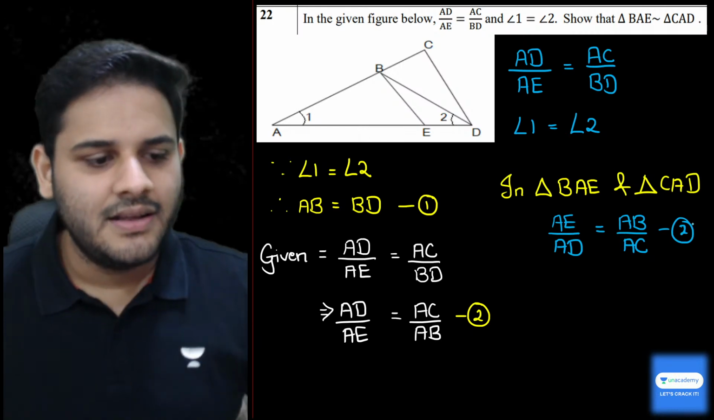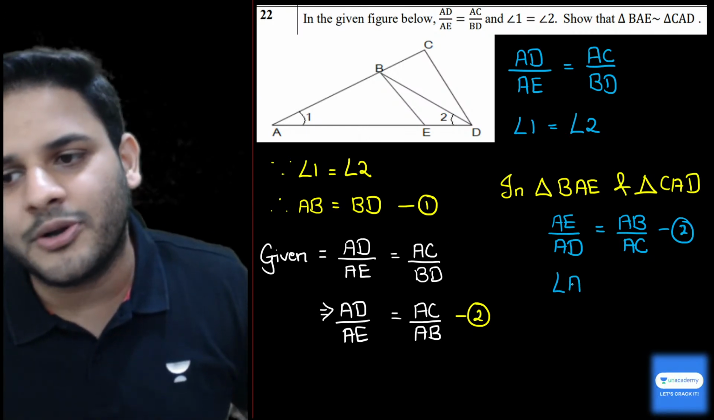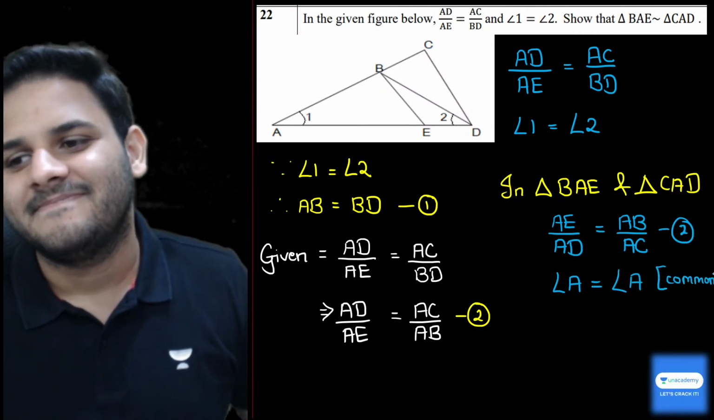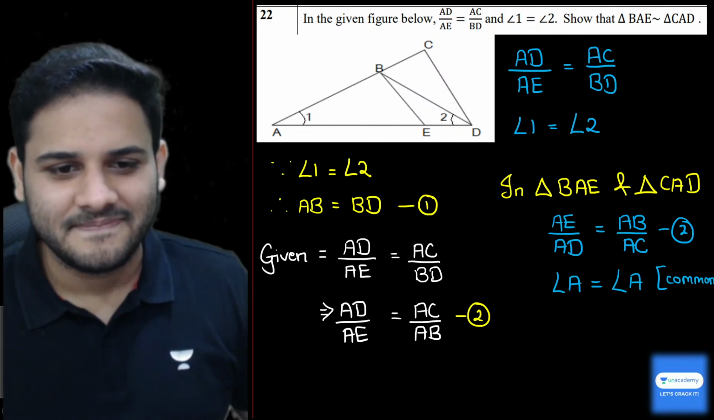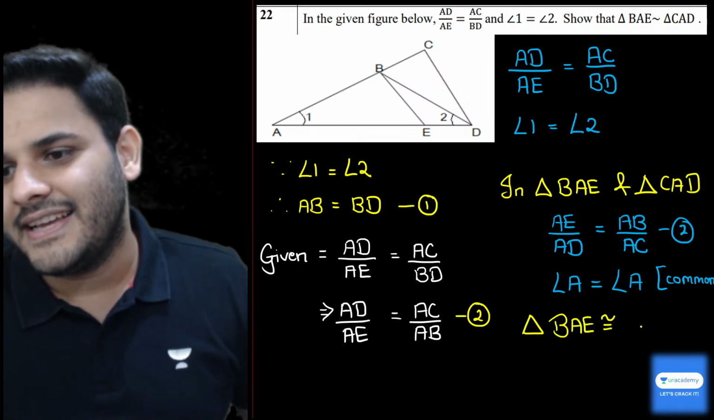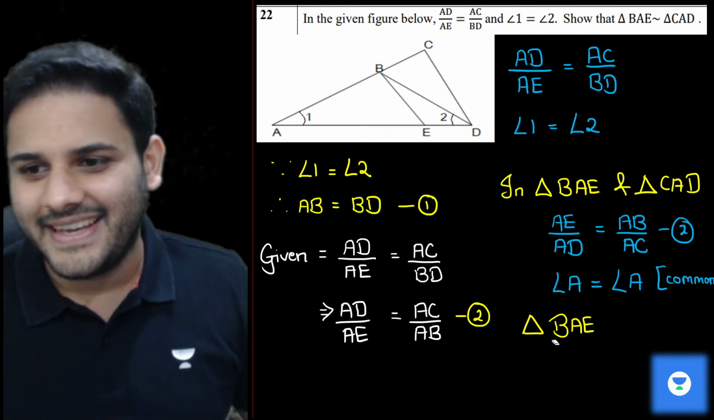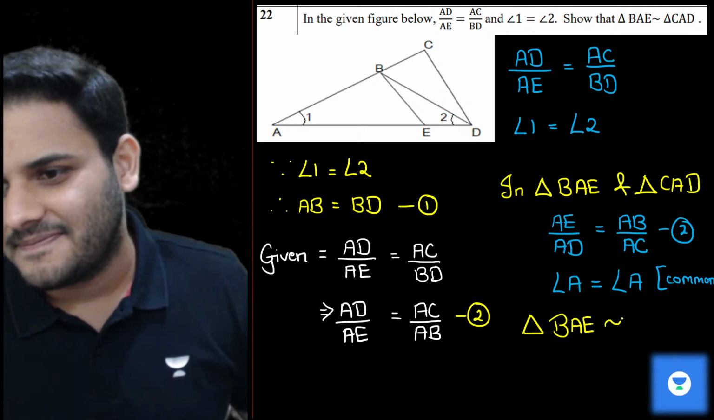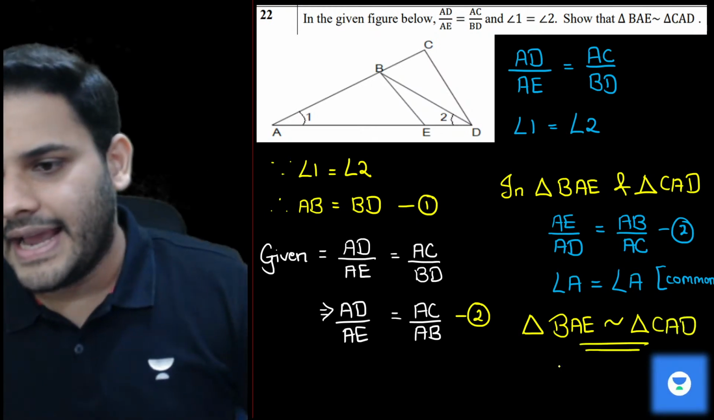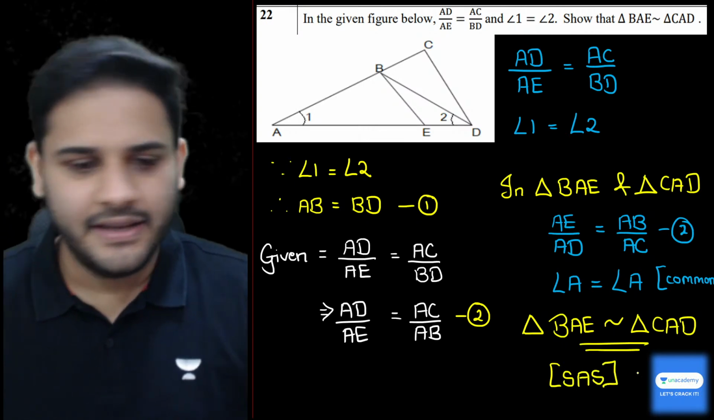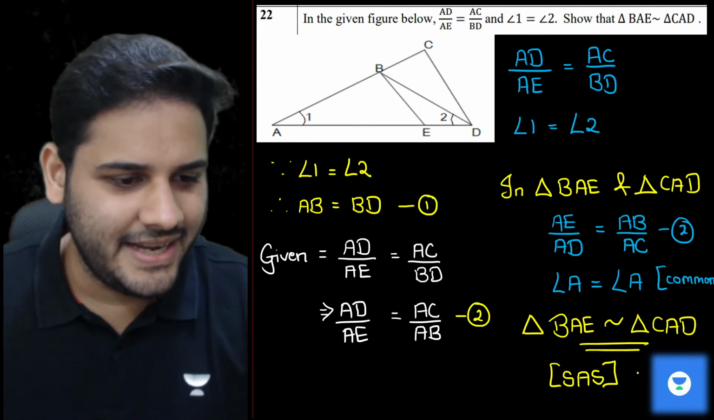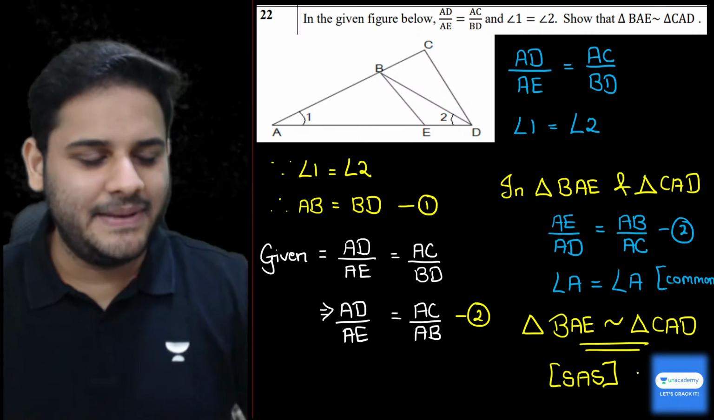SSS criteria? Wrong. Guys, angle A is equal to angle A, the common angle. So therefore triangle BAE is not congruent, it is similar to triangle CAD by SAS similarity criteria. It needs a lot of effort, Vishal.